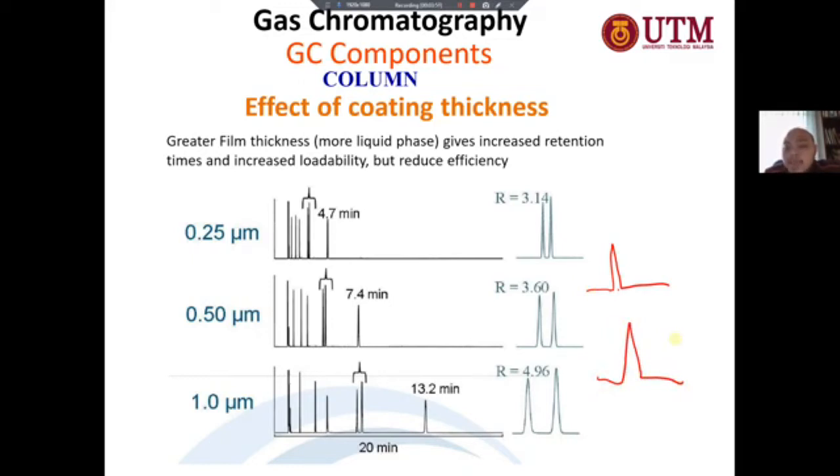But again, if I would like to choose between separating and efficiency, I will choose separating first, because we want everything to be separated. Later on we can try to adjust the parameters such as the flow rate and the temperature programming, so we can increase back the efficiency or sharpen the peak. But first of all, the main idea is to separate our compounds. That is the idea of chromatography actually.